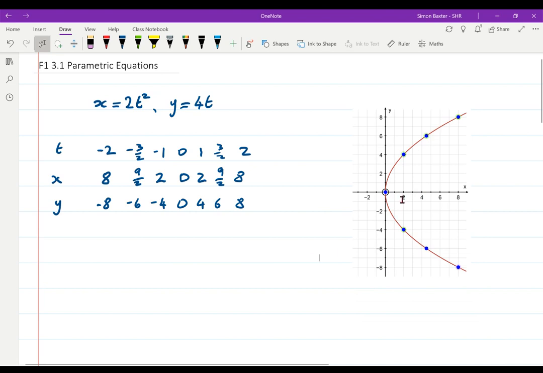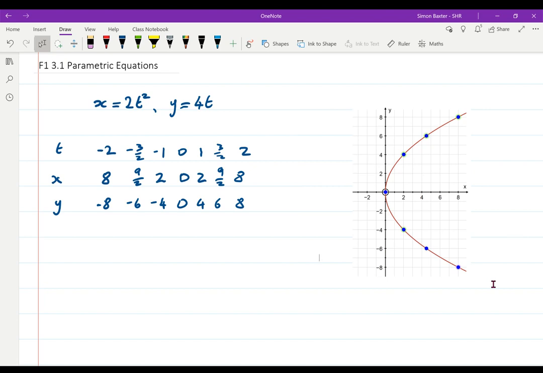You can see the points 2, 4, and then we've got 9/2, 6, 8, 8, 0, 0, and then the same points down below. This is a parabola.